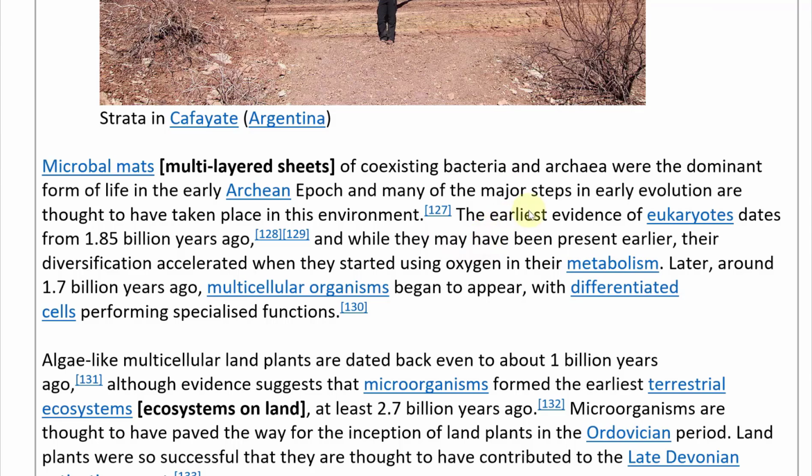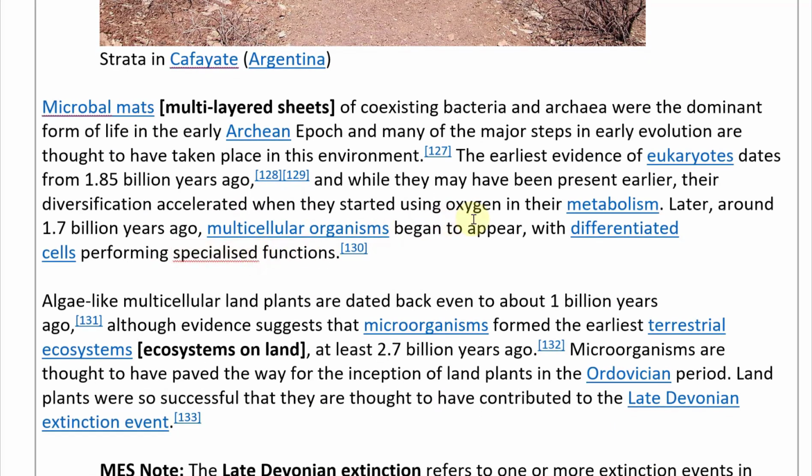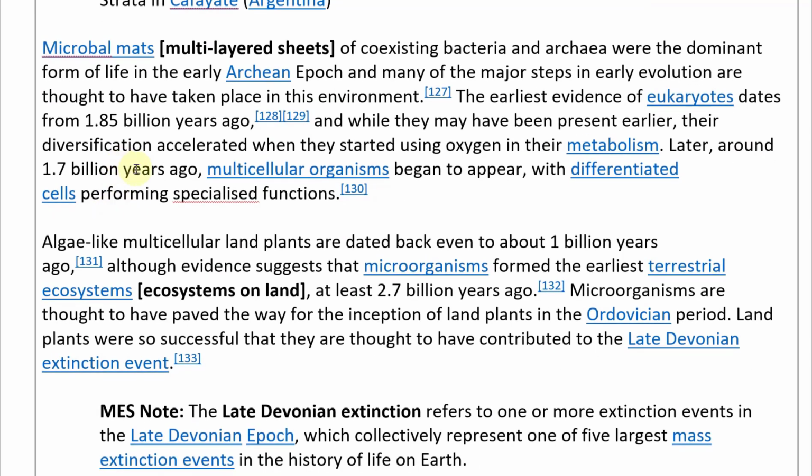Alright, let's continue further. So the earliest evidence of eukaryotes dates from 1.85 billion years ago, and while they may have been present earlier, their diversification accelerated when they started using oxygen in their metabolism. Later, around 1.7 billion years ago, multicellular organisms began to appear, with differentiated cells performing specialized functions.